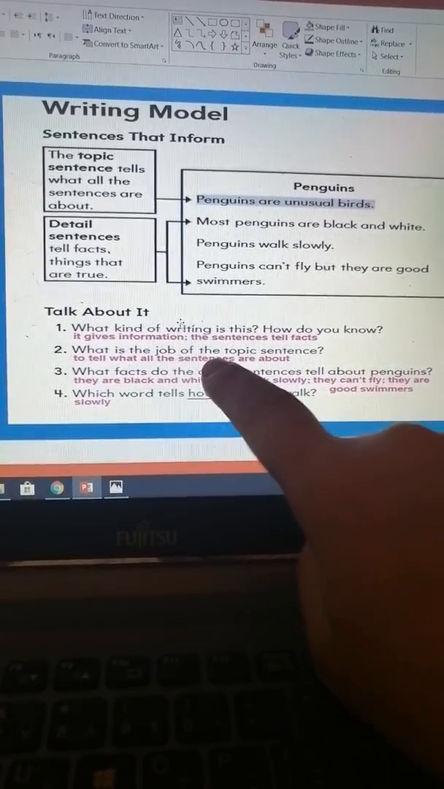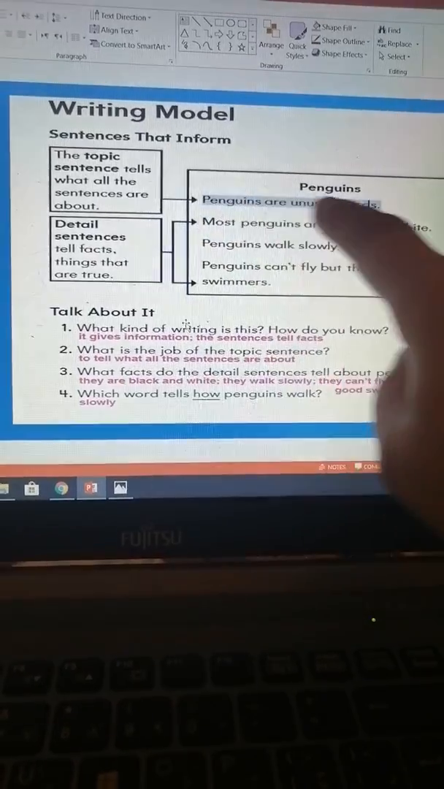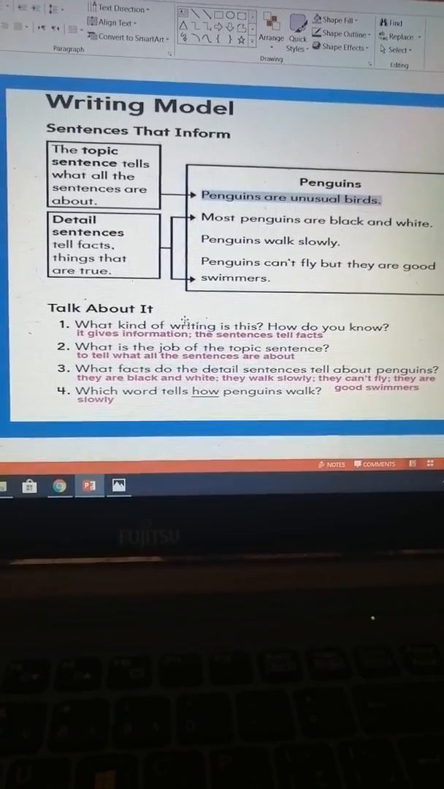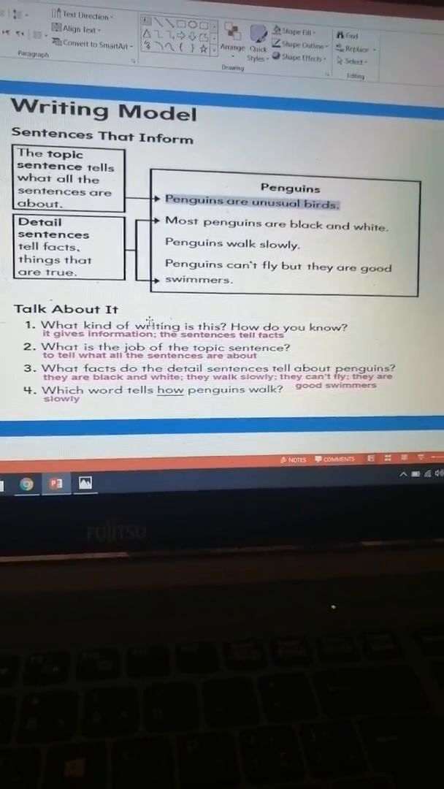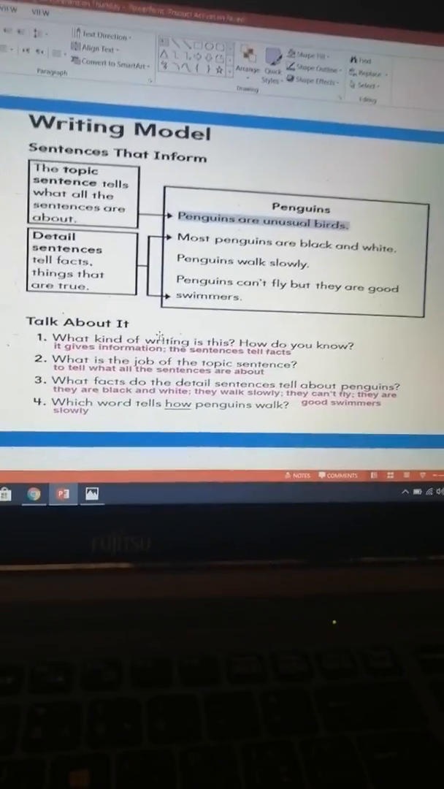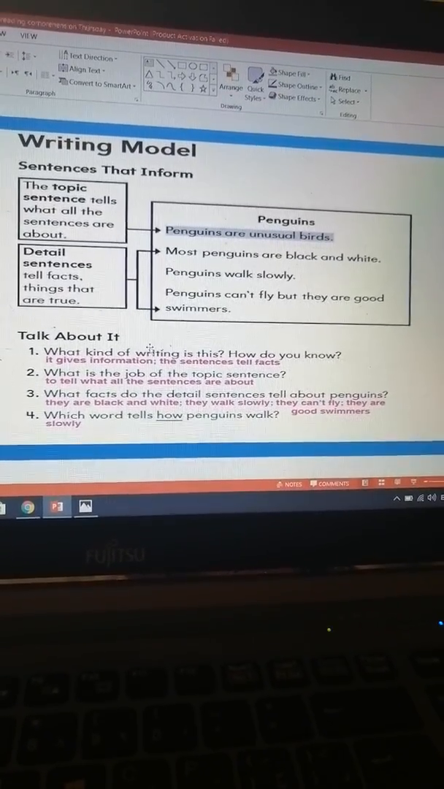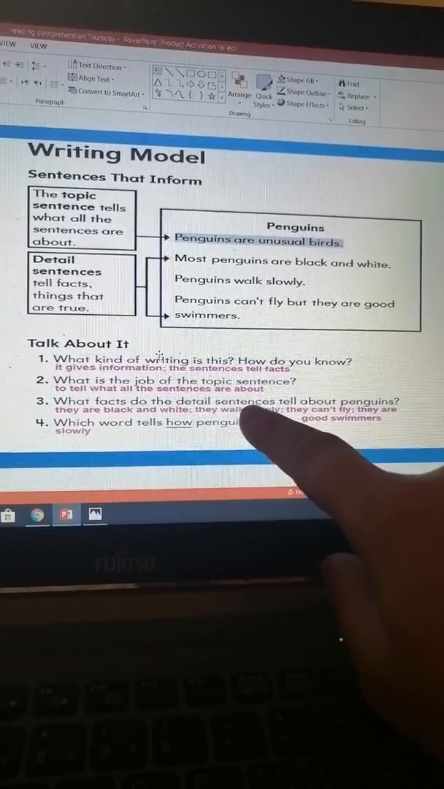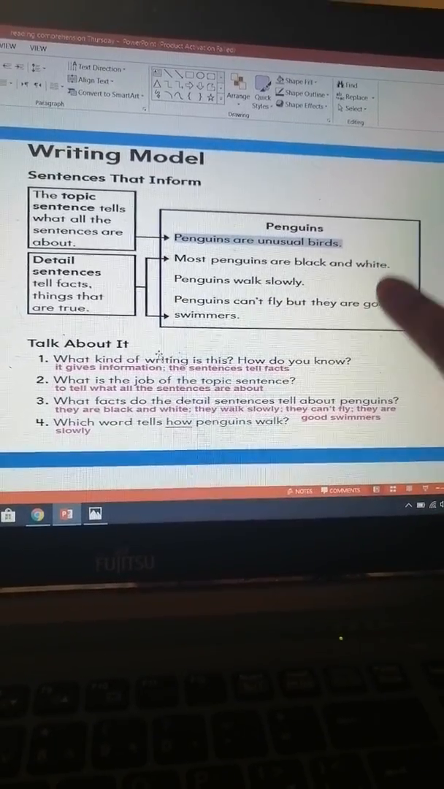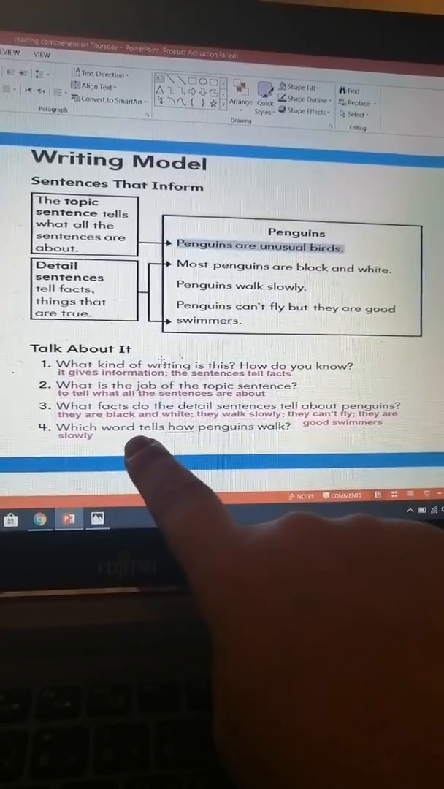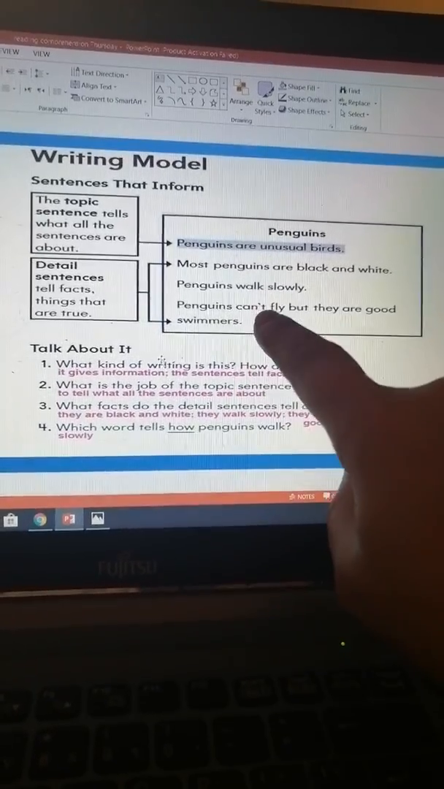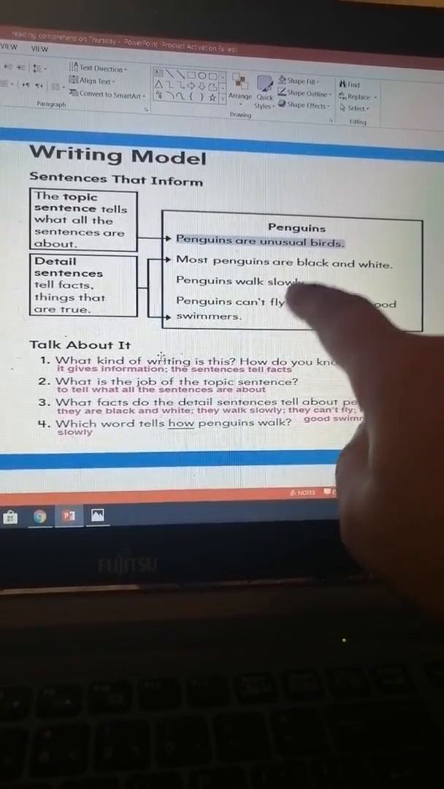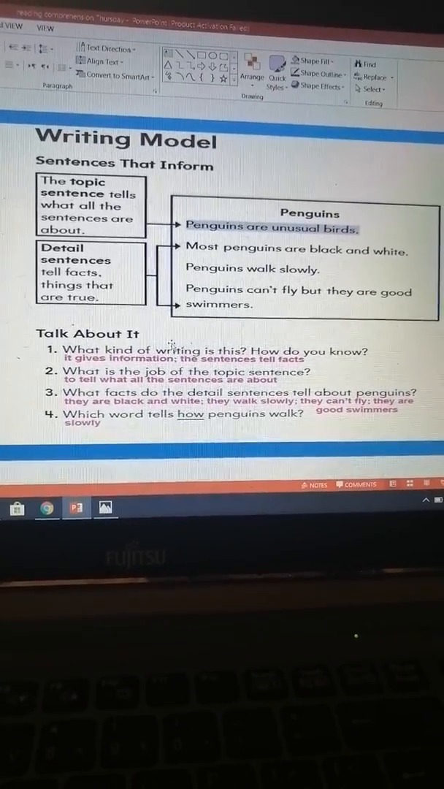What's the job of the topic sentence? The topic, penguins are unusual birds, gives me more information, facts, or details about the penguin. The main topic tells us what we will write and what we will learn. Number 3, what facts and details tell about penguins? I have three facts here about penguins. Number 4, which word tells how penguins walk? Penguins walk slowly. Now you understand?